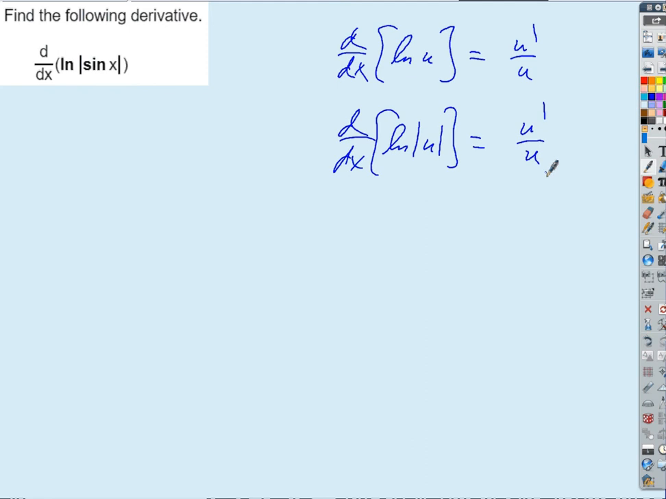Right? So this is pretty easy, right? It's just the derivative of sine over sine. Okay? So what would we get? Cosine over sine. What is that? Cotangent. Okay? Makes sense?